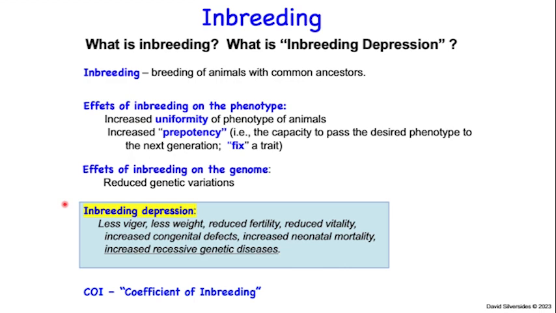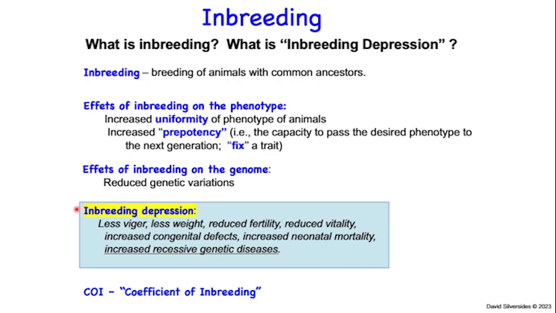Too much inbreeding results in inbreeding depression, which involves animals with less vigor, less weight, with reduced fertility and reduced vitality, animals with increased congenital defects, increased neonatal mortality, and, as mentioned in the genetic disease portion of our discussion, animals with increased recessive genetic diseases.